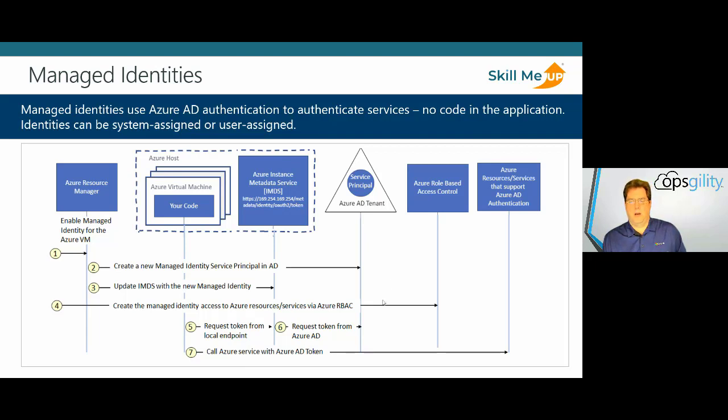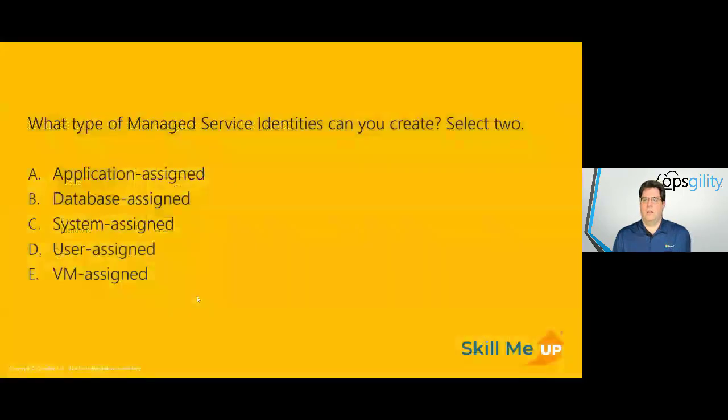for access to our services within the Azure environment. We also have the capability for system assigned type properties, which is where we come down to a request token that takes place around service principals for one resource to access another. Those are more system-based assigned identities. All right. What type of managed service identities can you create? Select two.